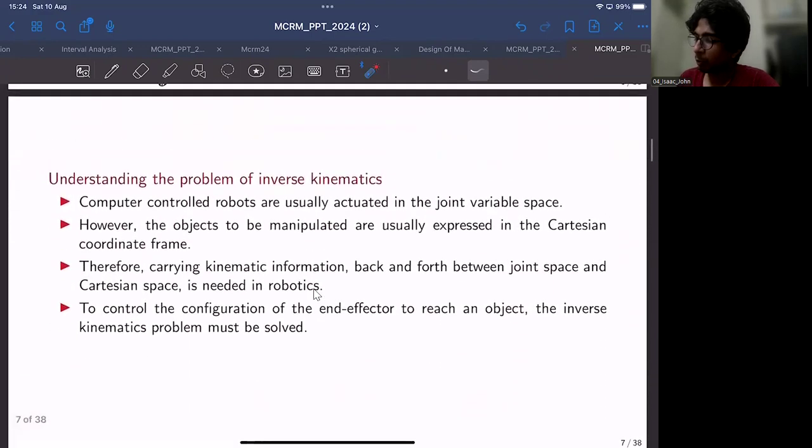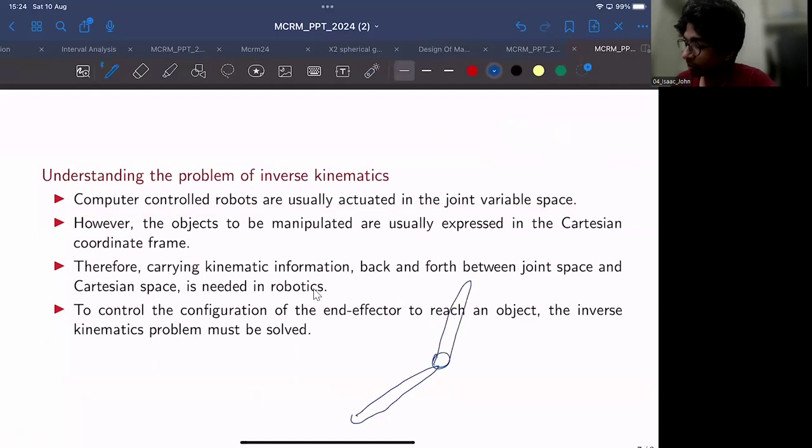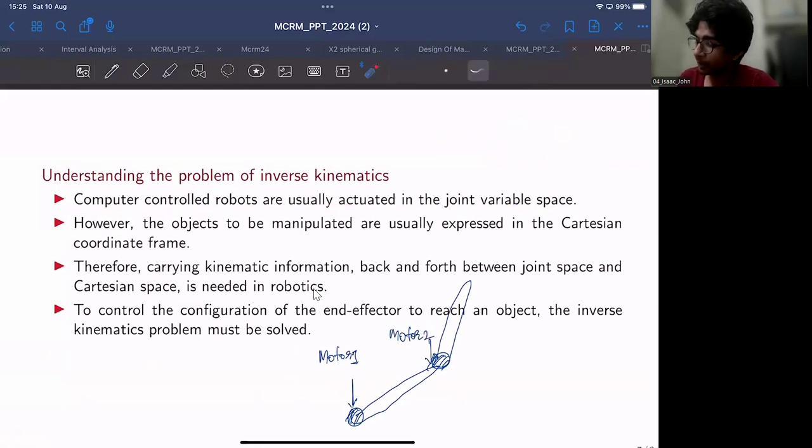Okay, so more on inverse kinematics. This is just a summary of what we have discussed during the lectures. Computer-controlled robots are usually actuated using joint variable space. For example, if you want to control a robot like this with 2 revolute joints, the inputs to be given to this robot are through these joints, because this is where the motors are mounted. Motor 1 and motor 2. So at the joints, we would have the motors mounted.